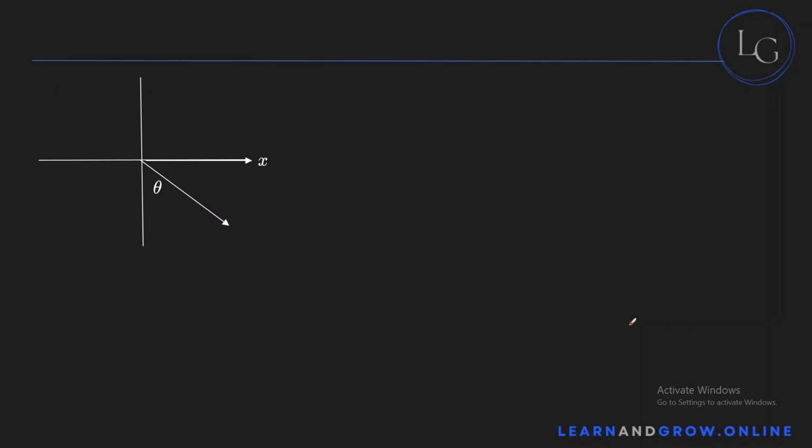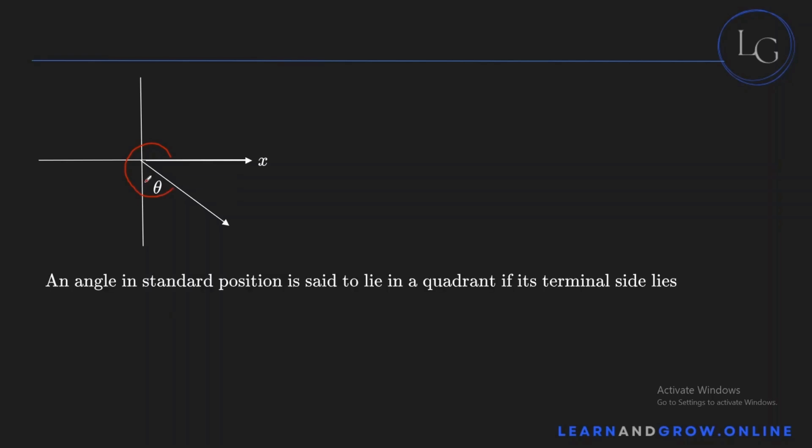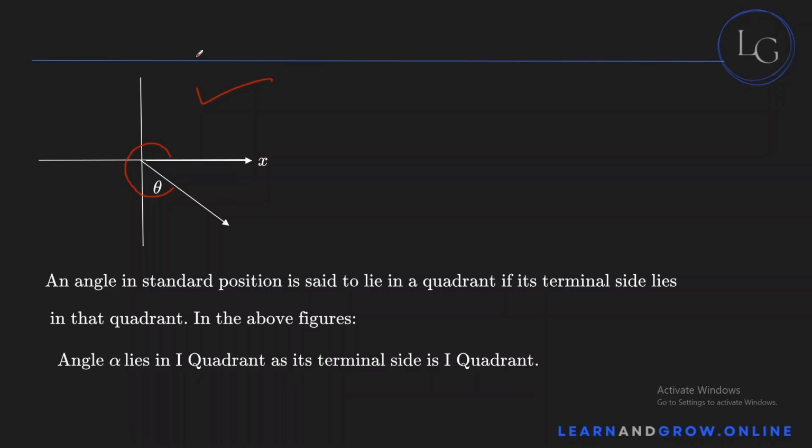And then you also have this one which lies in this quadrant over here. So this angle is theta. An angle in standard position is said to lie in the quadrant if its terminal side lies in that quadrant. And in the above figures, so basically this one and the 3 that you have seen before, angle alpha lies in quadrant 1 as its terminal side is in quadrant 1.